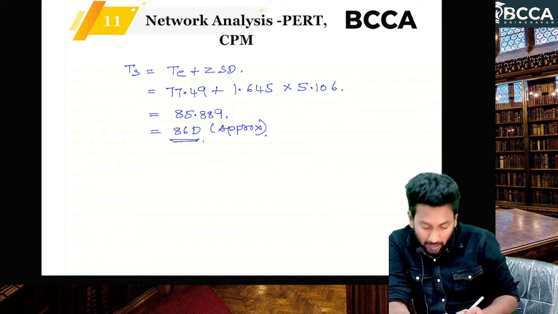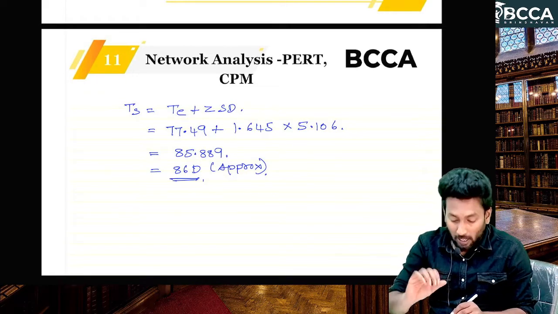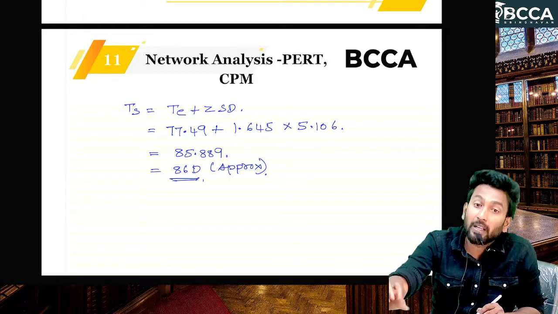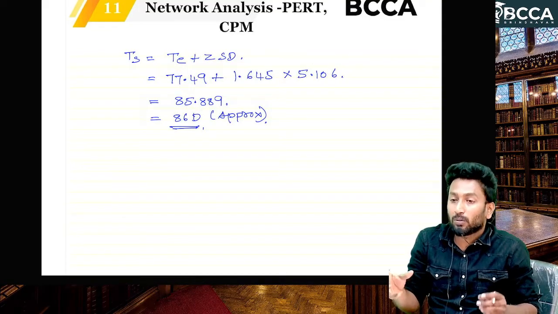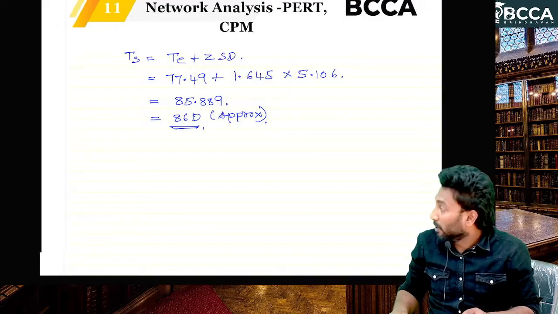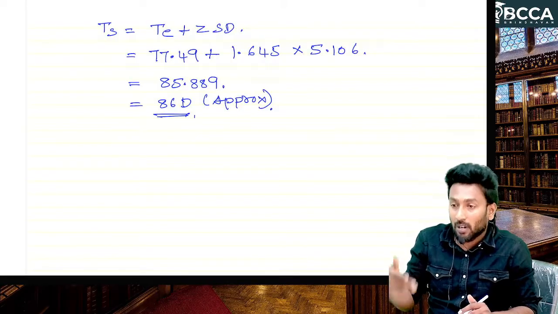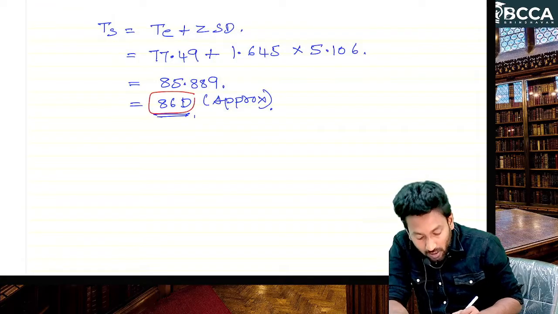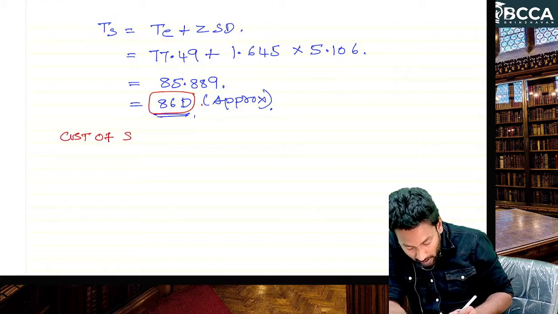So with 95% of probability we can complete the project within 86 days. But what is the question asking for? With 95% of probability, break even. For break even point means no profit, no loss. So if you submit the bid for the cost amount only, you will get zero profit. That's why we have to calculate the cost of 86 days.